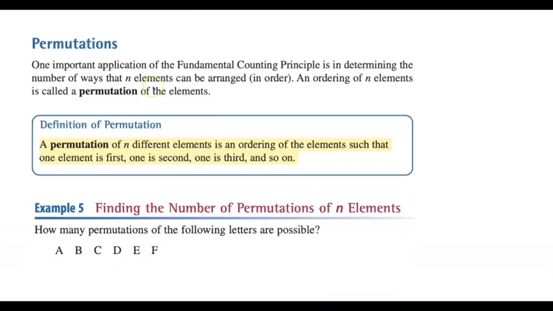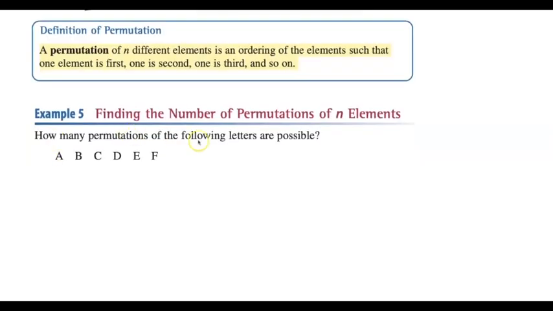Permutations. One of the key elements, or important applications, of the fundamental counting principle is permutations. That's how you order or arrange items. When we do a permutation, we're arranging items in order. How we do that: let's look at how many permutations of the following letters are possible. How many ways can I rearrange these letters here?